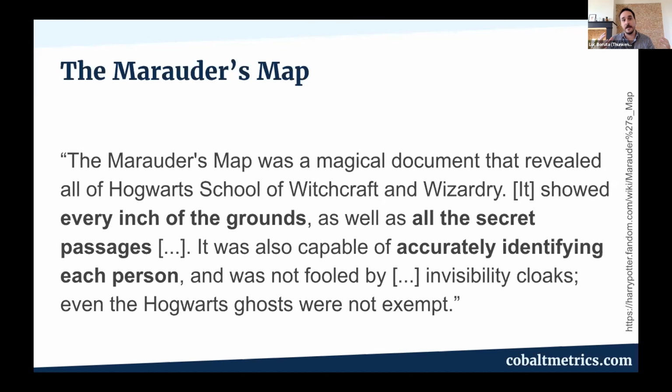And an analogy that I like is from the Harry Potter series. If you know what the Marauder's map is, or if you don't know, I have an excerpt. So the Marauder's map was a magical document that reveals all of the school of witchcraft and wizardry. It shows every inch of the ground, all the secret passages, and it's also capable of accurately identifying each person. And I think you're getting my point. Being capable of accurately identifying each person is exactly what ORCID does, for example.